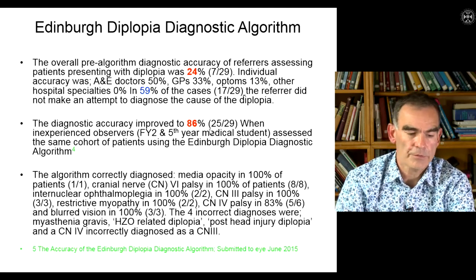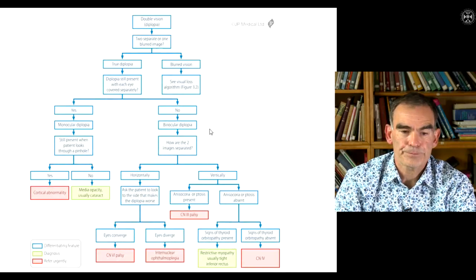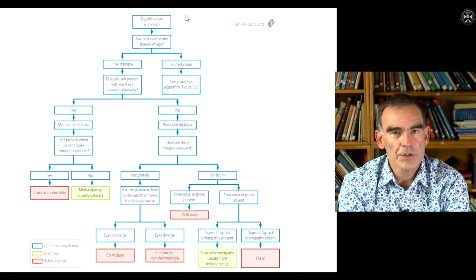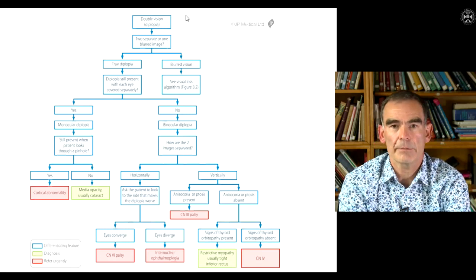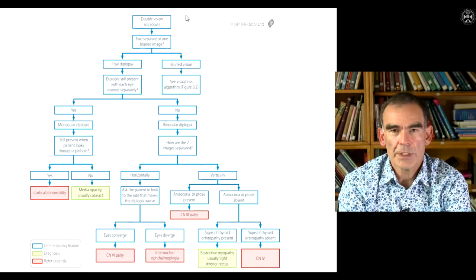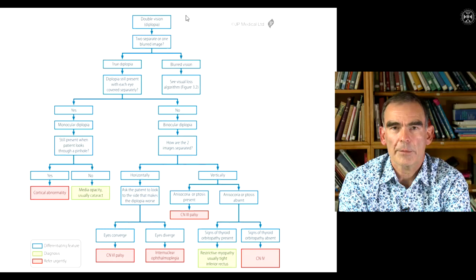So just going through the double vision algorithm here. The first thing to clarify is, with a patient, is it actually double vision, two separate images, or is it blurred vision, one blurred single image? Because we all know what we're talking about when we're talking about double vision.